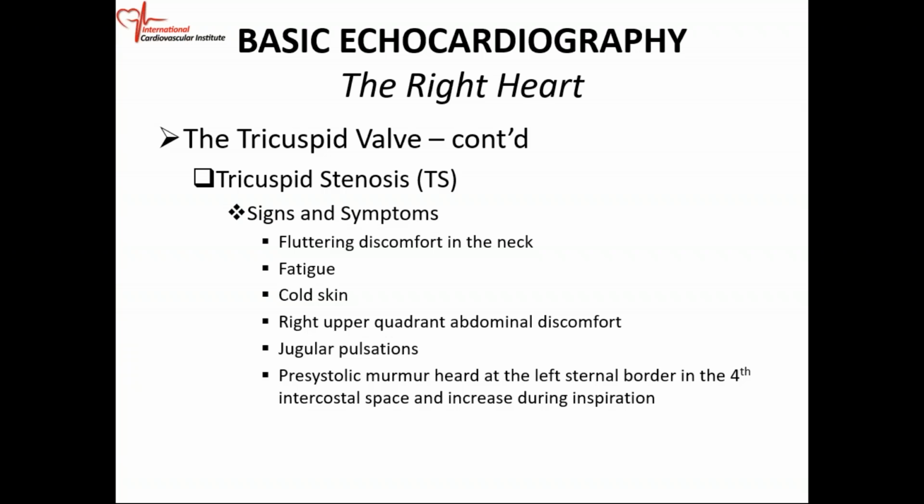Fatigue because of probably decreased cardiac output. Patient will tell you that they're fatigued, cold skin because of probably decreased cardiac output. Right upper quadrant abdominal pain, and that is because, again, the right atrium is engorged because blood cannot get out of the right atrium. Blood backs up into the inferior vena cava, into the hepatic vein, so the liver becomes enlarged and the capsule becomes tense. So patient develop pain in the liver, which is in the right upper quadrant area.